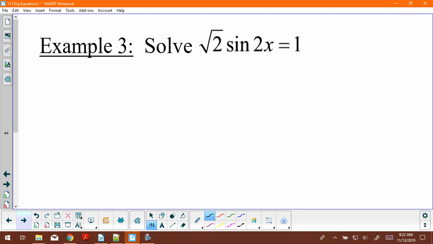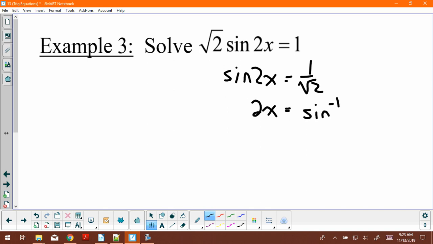Solve root 2 sine 2x is equal to 1. All right, so first thing we're going to do is isolate sine of x. So sine 2x equals 1 over root 2. Because I only have the one expression, sine 2x, I'm not going to use the identity here to break it apart. I'm just going to keep isolating, to go towards isolating x. So I have 2x equals sine inverse of 1 over root 2.